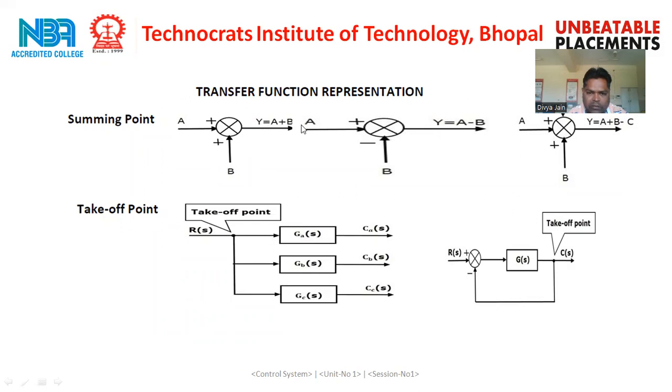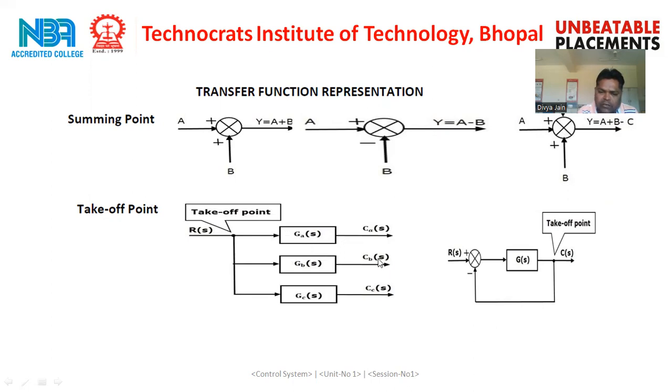Y is equal to A plus B. In the second case, at the summing point, A is positive but B is negative, so the final result is Y equals A minus B. In the third case, we are using three inputs: A is positive, B is positive, and C is negative, so the overall output will be A plus B minus C. Now, the second point is the takeoff point. The takeoff point is represented by a node. When the signal passes through the node, it is split into two or three more parts.